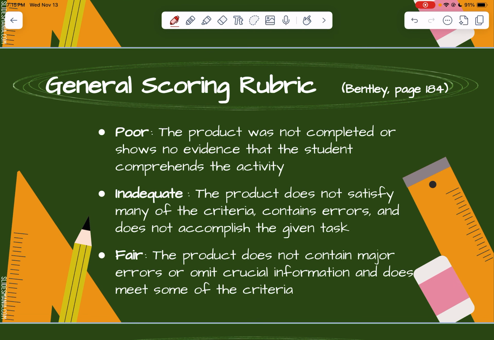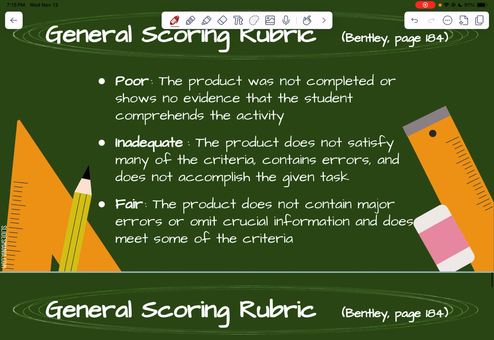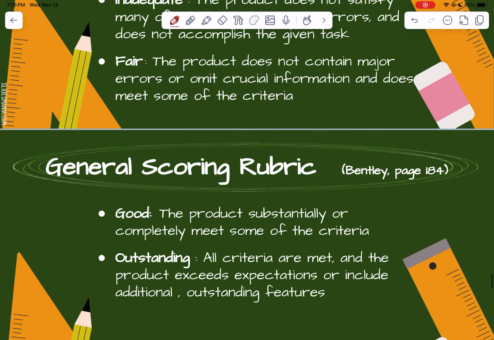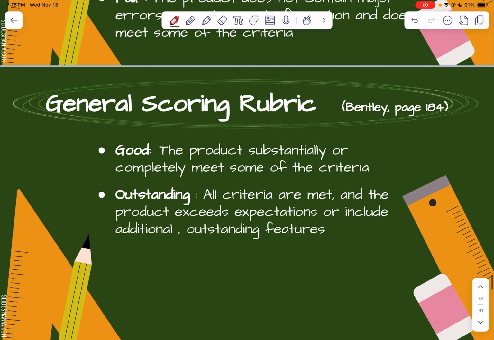In your scoring rubrics, you could have different levels. So things like poor: this product was not completed or shows no evidence that the student comprehends the activity. Inadequate: the product does not satisfy many of the criteria, contains errors, and doesn't accomplish the given task. Fair: the product does not contain major errors or omit crucial information and does meet some of the criteria. Good: the product substantially or completely meets some of the criteria. Or outstanding: all criteria are met and the product exceeds expectations or includes additional outstanding features.